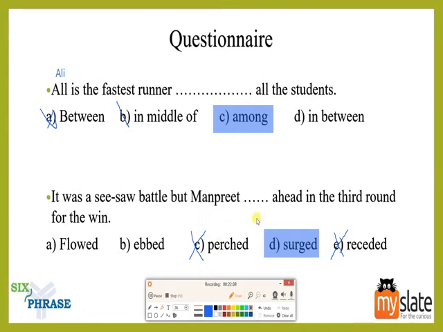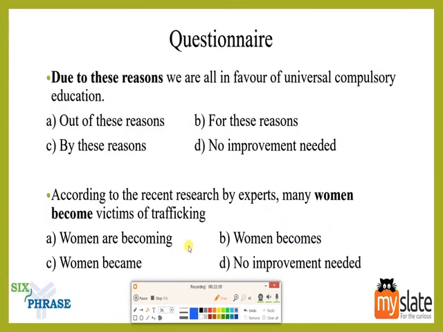So guys, two questions here. Okay, due to these reasons we are all in favor of universal compulsory education. Universal compulsory education sounds really good, right? Yeah, it should happen. Okay, so let's see this line, where is it possible? They have listed some reasons, and then they are saying due to these reasons we are all in favor, we need universal compulsory education.